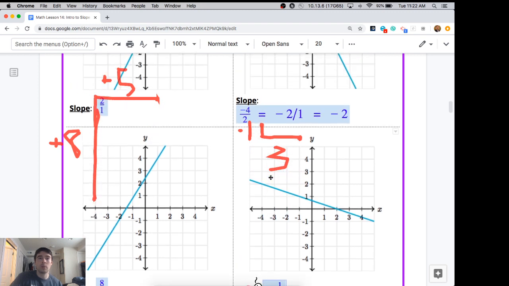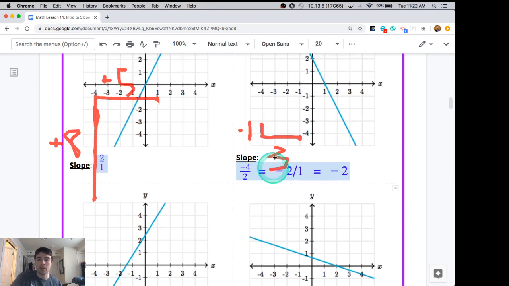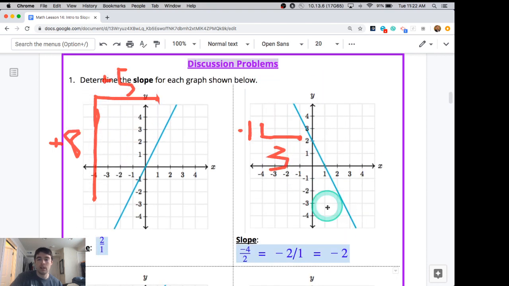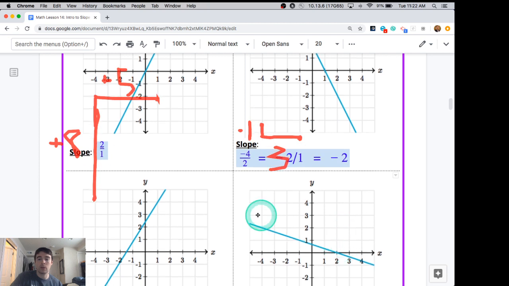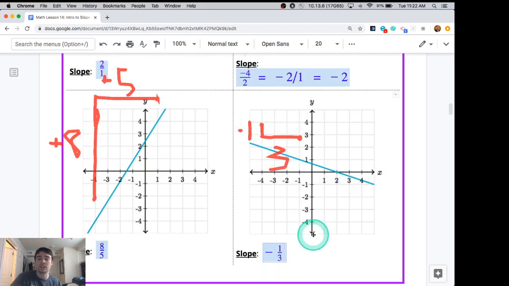One thing I'm going to point out just quickly as we look back now, we see the two graphs on the right, where they travel down to the right, had a negative slope. So any line that travels down towards the right means y is losing as x is gaining, and it's going to have a negative slope.